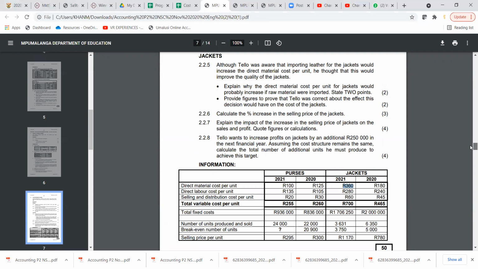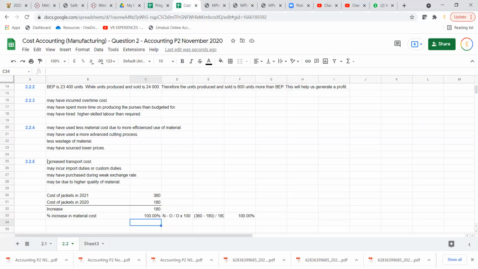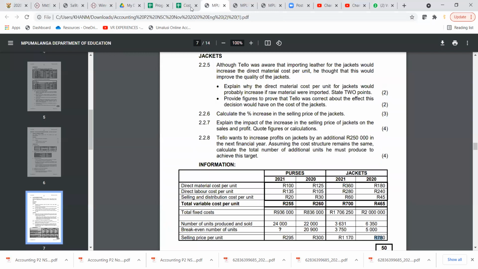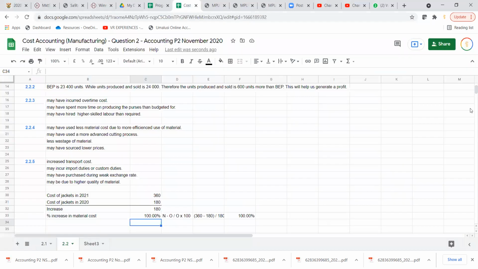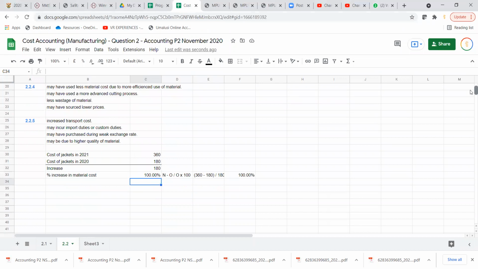Okay, so 2.2.5. Now they are saying calculate the increase in the selling price of the jackets. Okay, so the selling price is 780. So we can use the exact same formula. That was 2.2.6. We use the exact same formula.